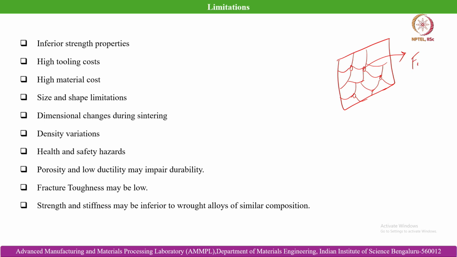For ductile material the fracture toughness can be classified as J1C, for brittle material it can be classified as K1C. These values are lesser compared to the same material manufactured by your casting or forging route. So, that is a problem, and then there is a high tooling cost involved.